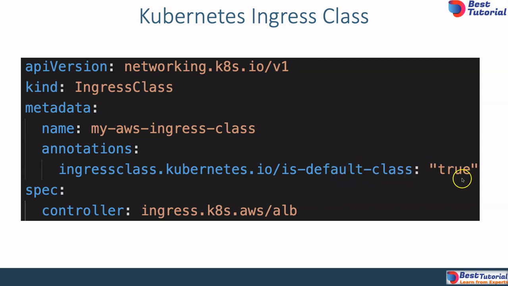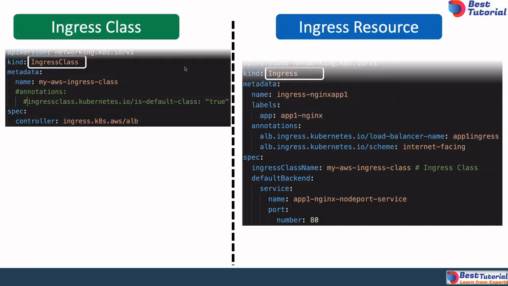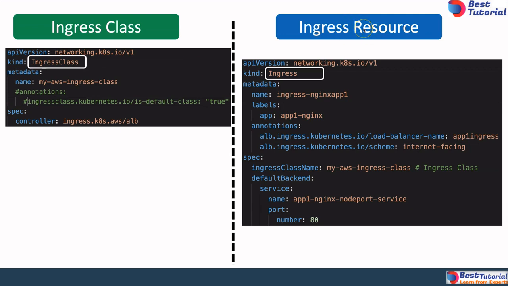Now let's come back to this annotation, ingressclass.kubernetes.io/is-default-class: true. What exactly does this do? Let's see that in the next slide. So you have an Ingress class, and you have an Ingress resource.